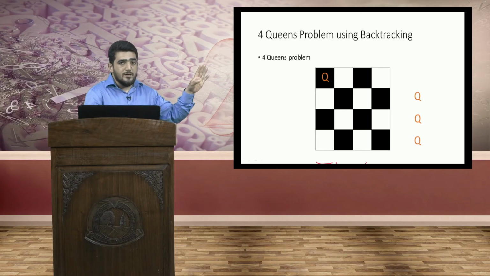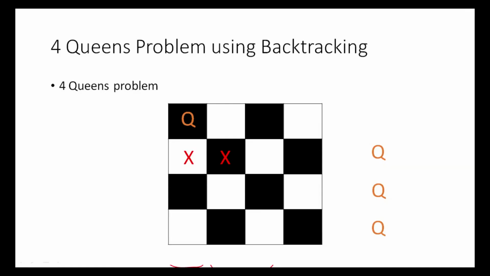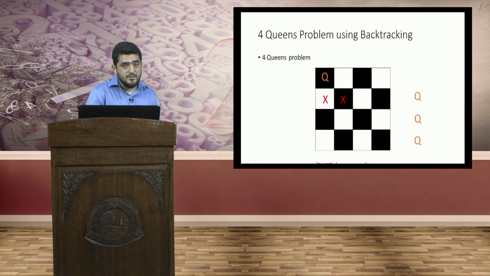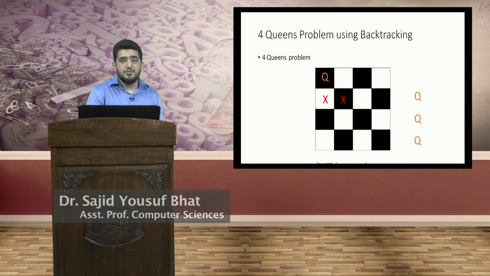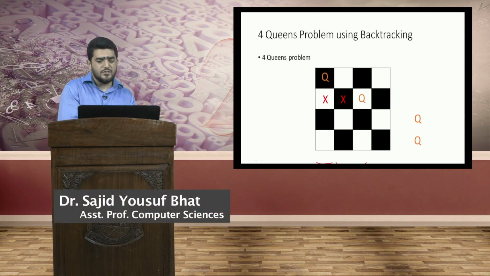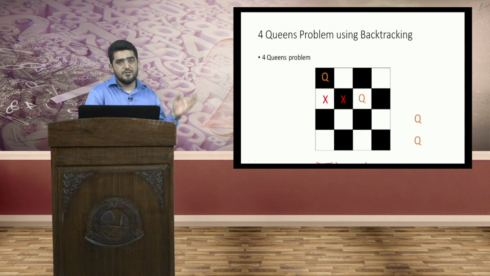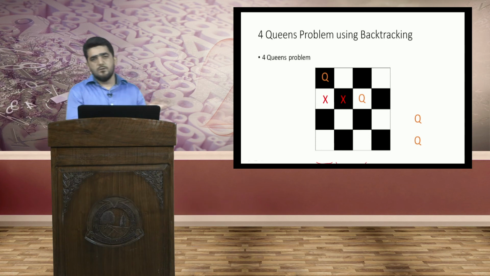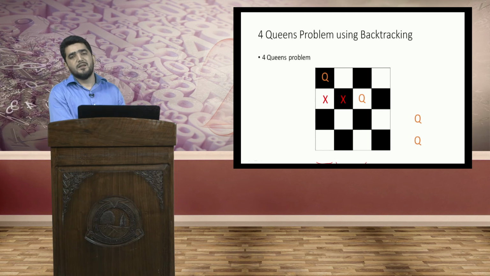For the second queen, we obviously cannot place it in the first column, because it would be attacking. Similarly, we cannot place it in the second column, for the second row I'm talking about, because otherwise it would again be attacking. So one of the choices, not the only choice, is the third column. Okay, so the two queens that we have already placed are not attacking.